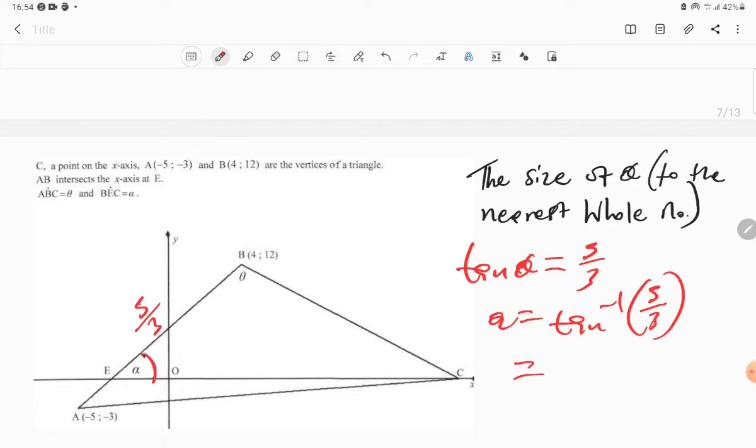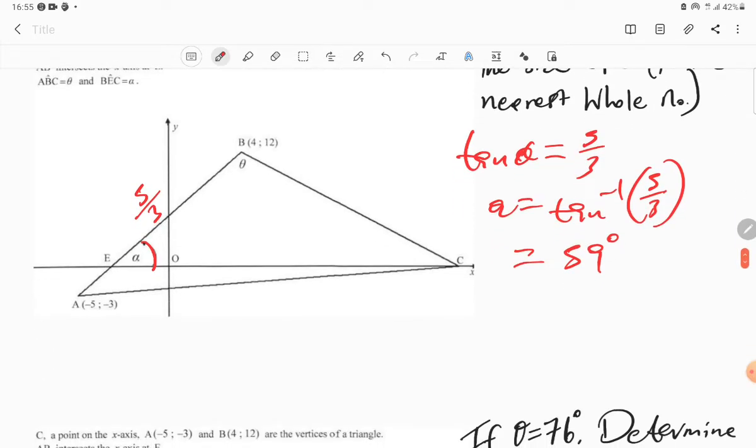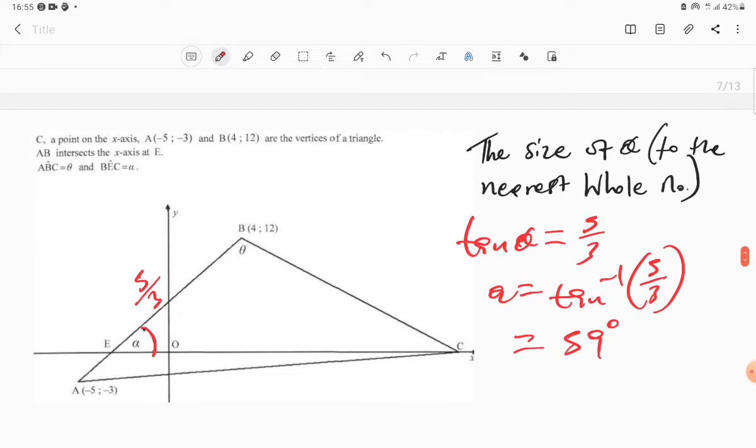So in your calculator, you have that button. By pressing shift, then tan, then 5 over 3, you get 59.036, and to the nearest whole number, this is just going to be 59 degrees. So this is the angle alpha. Done with that, because of course this is an angle of inclination. This is how to find the angle of inclination.